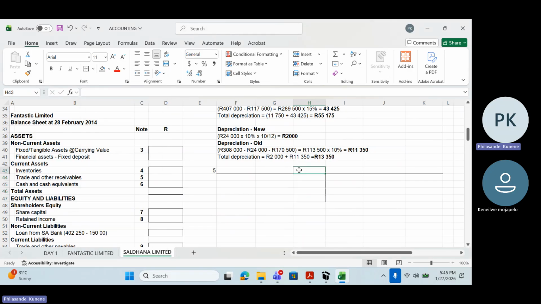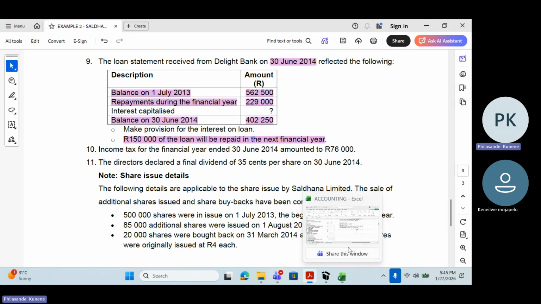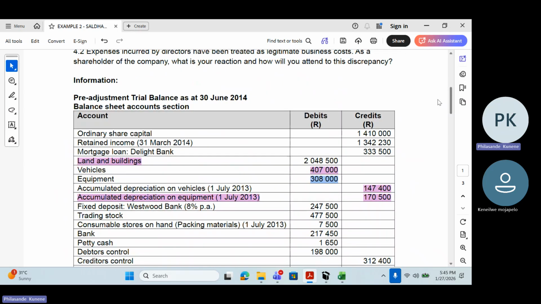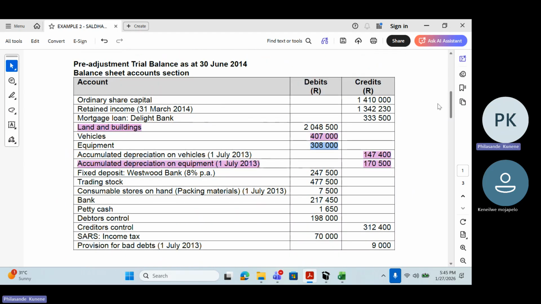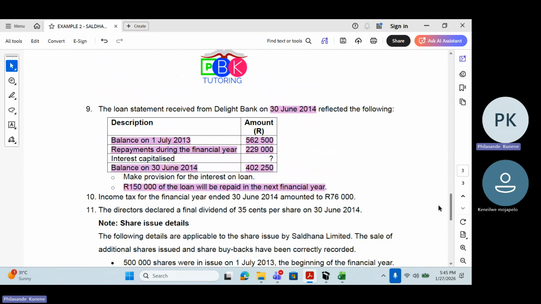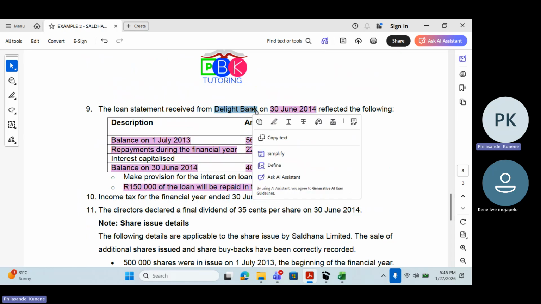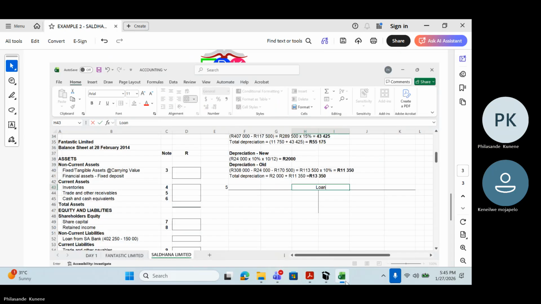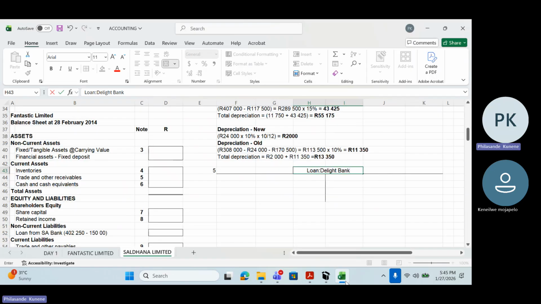So what am I going to do here? I'm just going to say loan. Which bank is this coming from? Let's see. It is a loan from Delight Bank. That's what they told us here. Yes, we received a statement from Delight Bank. So I'm just going to say loan here. Say Delight Bank.